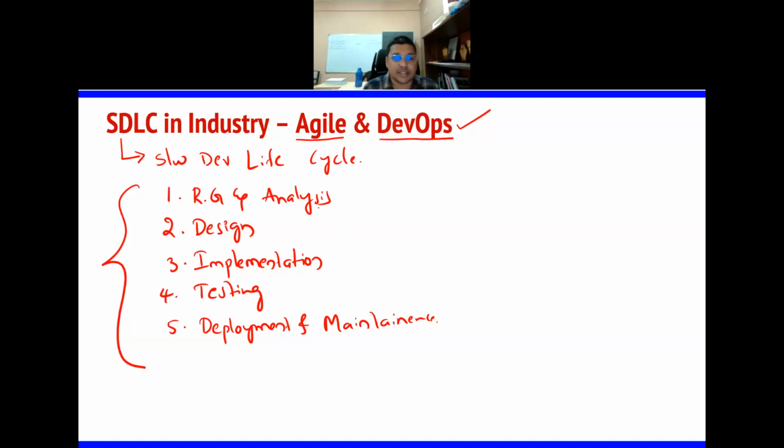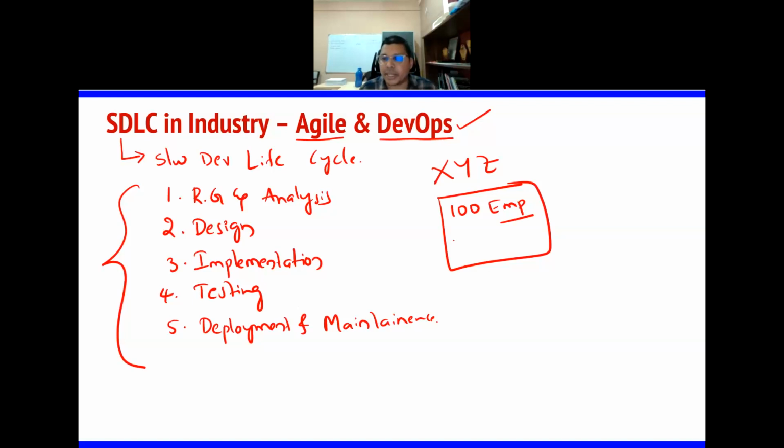Requirement gathering and analysis is the first step. See, I would take an example. Assume I am the owner of a company, XYZ, right? Let us assume I have 100 employees in my company, with people of different skills: people who are good at development, good at testing, and I have some support staff as well. So I have different people in my organization, right?